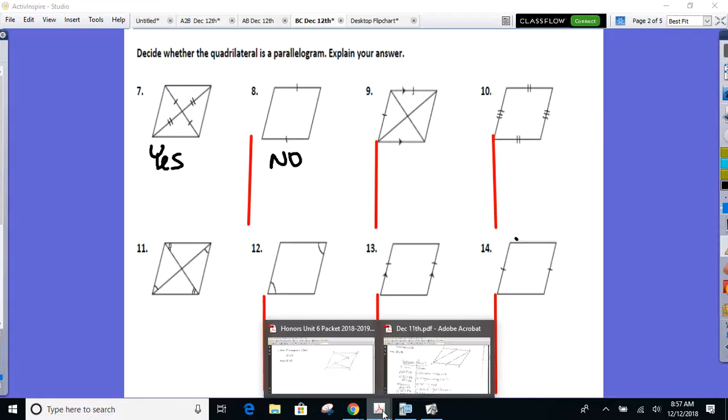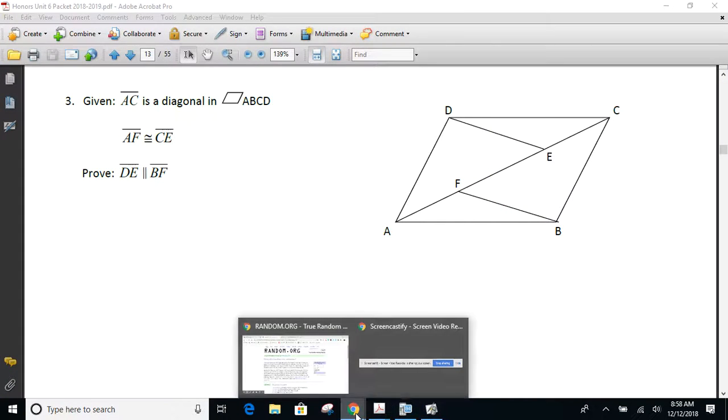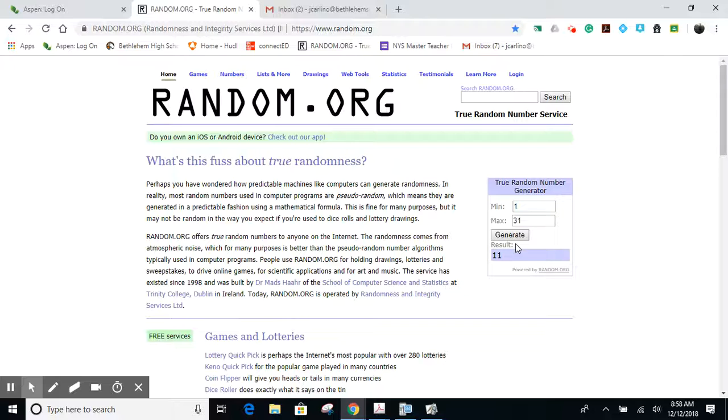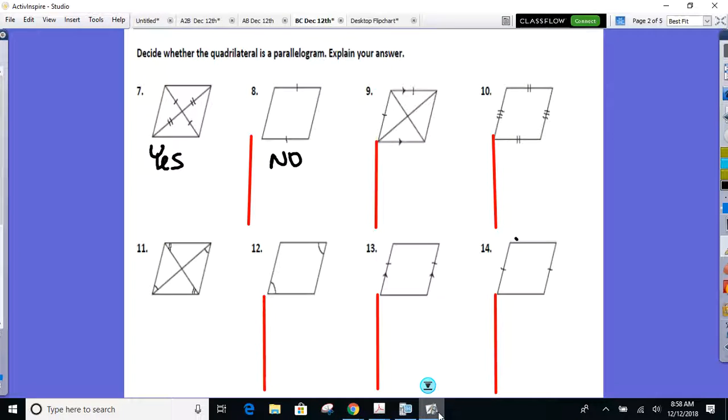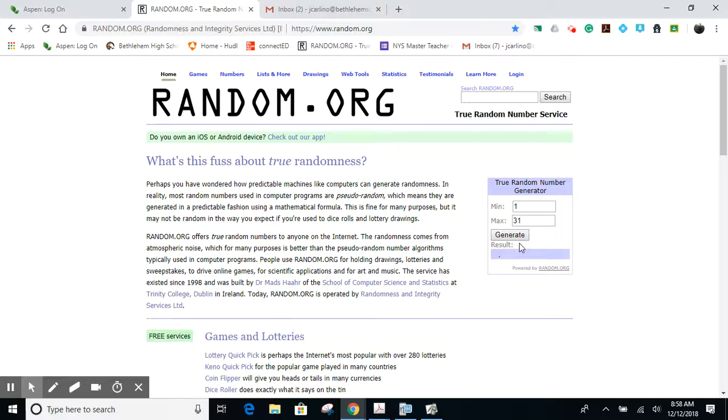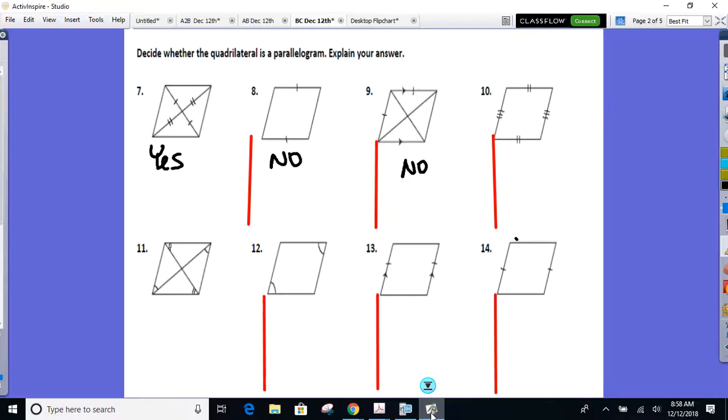How about 9? A lot of going on in 9, huh? What do you got? That's a no. I would need this congruent side to be down here with the parallel side. How about 10? Yes, why?